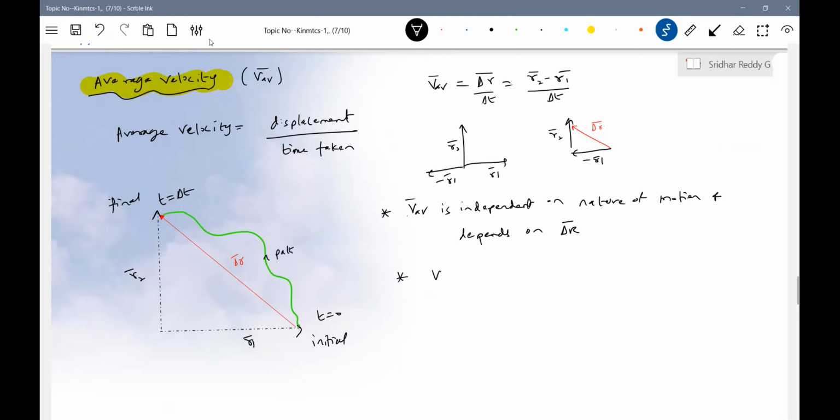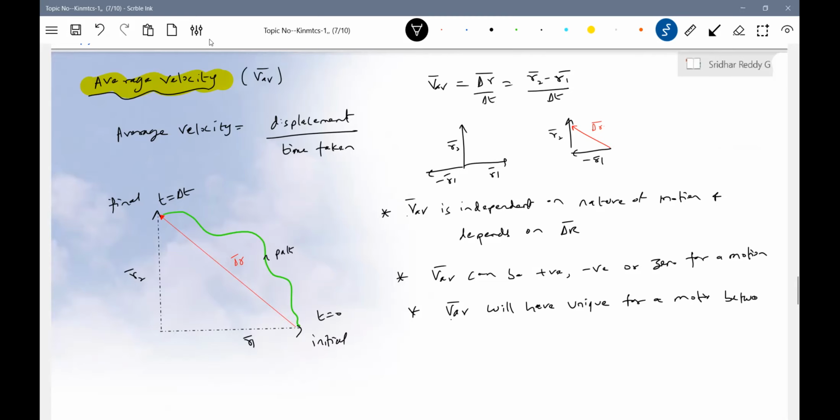Again, the same thing: displacement can be positive, negative, or zero, so average velocity V average can be positive, negative, or zero for a motion. It will have a unique value. V average will have a unique value for a motion between two points.